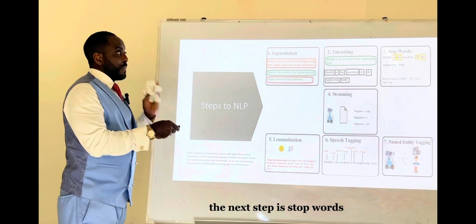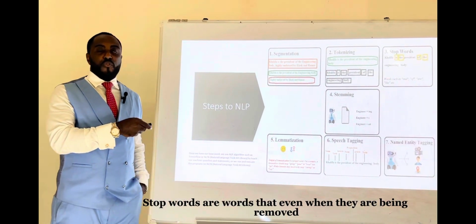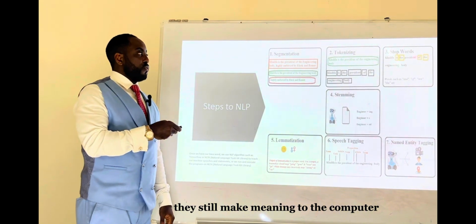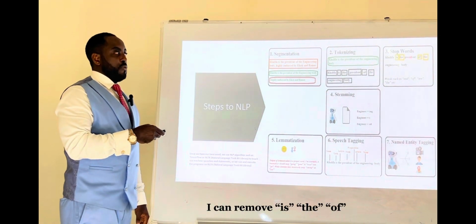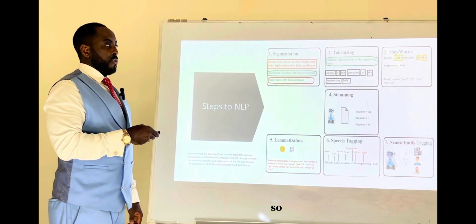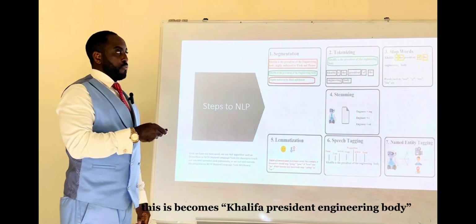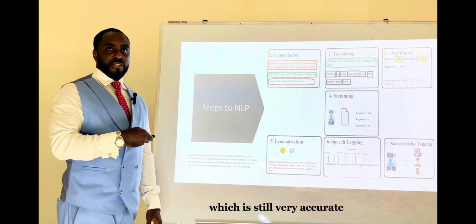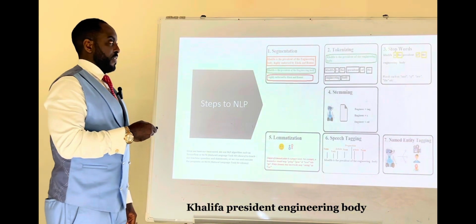Okay. So the next step is stop words. Stop words are words that even when they are removed, they still make meaning to the computer. So now I have Khalifa is the president of engineering body. I can remove is, the, of, the. So it becomes Khalifa, president, engineering body, which is still very accurate.